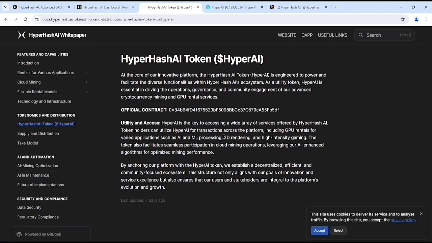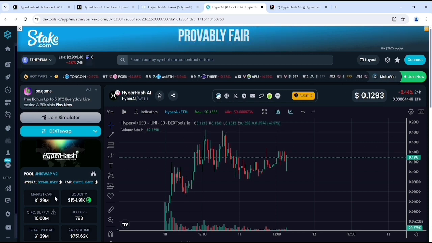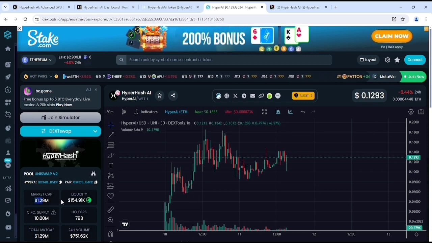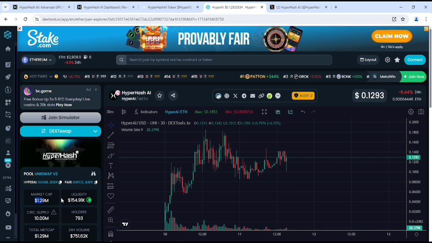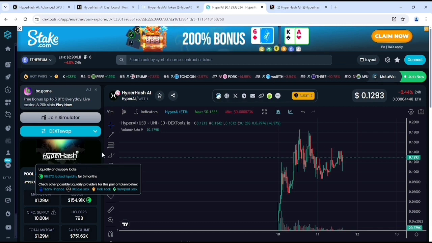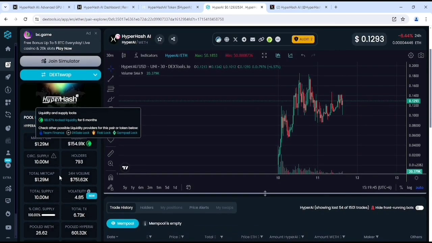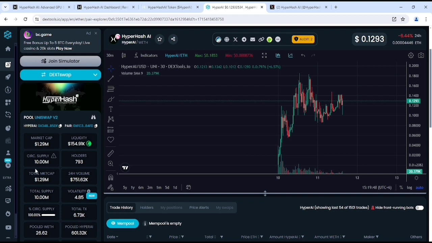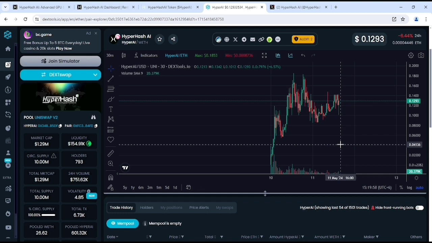If you need more information about HyperHash AI, right now if you look at the chart, first of all, look at the market cap, which is 1.29 million. And this just launched yesterday, as you can see on the chart on my screen now, and the liquidity is locked for 6 months. Their total supply is 10 million, and circulating supply is 10 million. Right now the price is 0.12 cents. I think as a project, it can easily reach $1, even $10. I think in the upcoming 6 to 9 months, it can easily achieve $10.